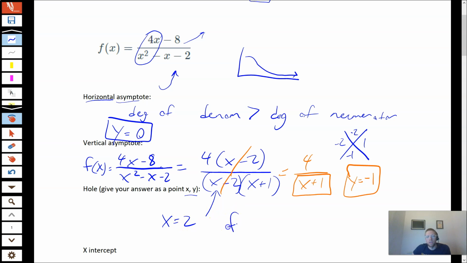And well, the way that I do that is I say f of 2. Well, that's equal to, and I'm just going to use the simplified version, because it'll make my life easier. That's equal to 4 over 2 plus 1, which is equal to 4/3. So that's my y. So my hole point would be, I'd use x equals 2 and y equals 4/3. That would be my point, 2 comma 4/3.